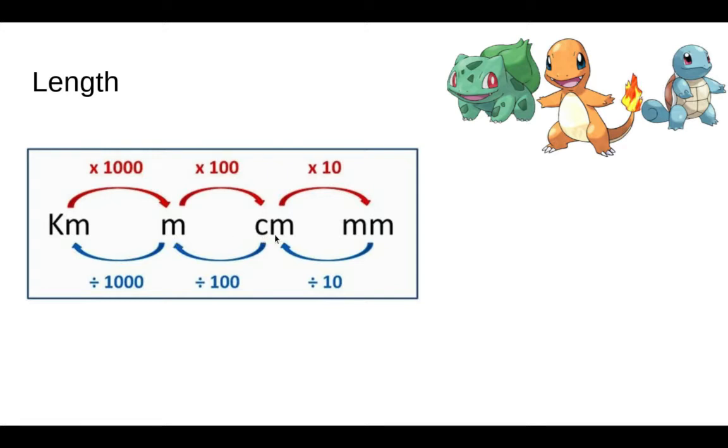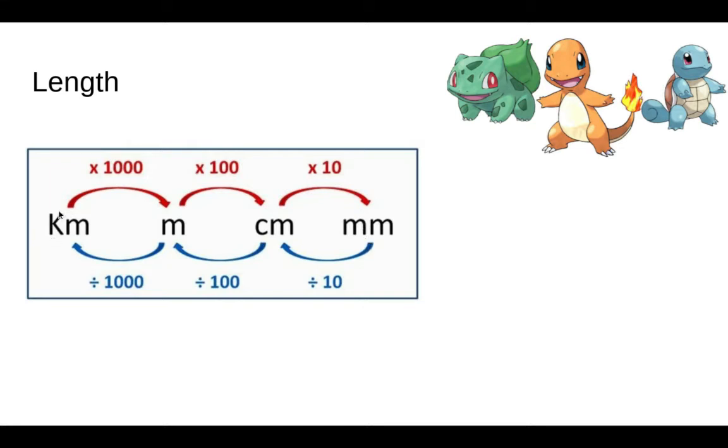How many centimeters in 1 kilometer? Well, we've got 1, times it by 1,000, and then times it by 100. So there are 100,000 centimeters in 1 kilometer. And then finally, how many millimeters in 1 kilometer? So you start with 1, multiply by 1,000, 1,000, 100,000, 1 million. So there are 1 million millimeters in 1 kilometer.